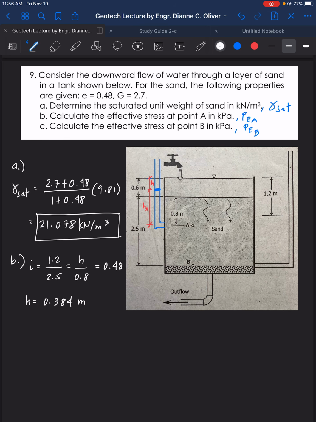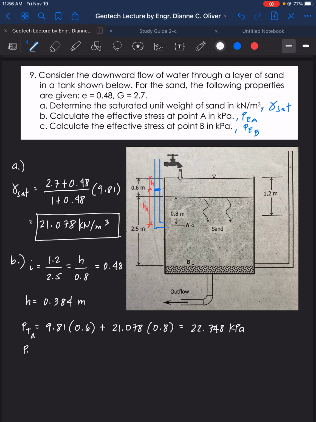So let's solve for the P total up to the point A. So P total up to point A is now equal to water first, 9.81 times 0.6 plus 21.078 times 0.8. P total at point A is now equal to 22.748 kilopascal.